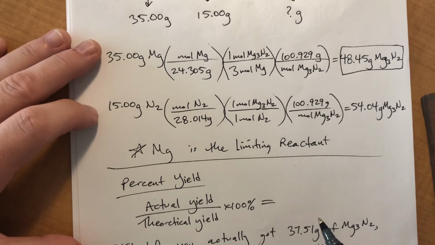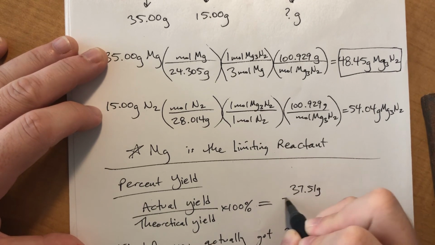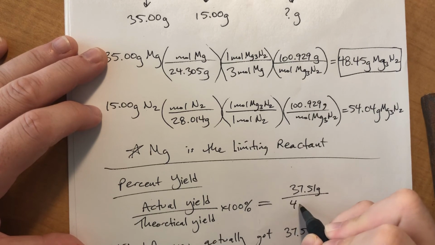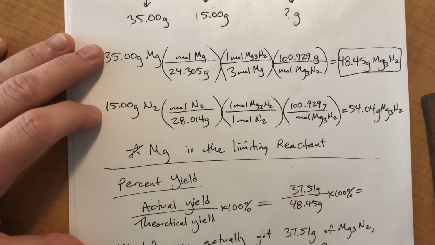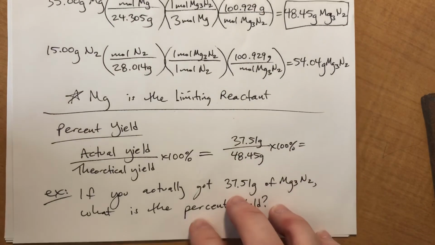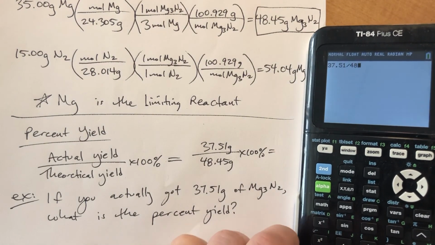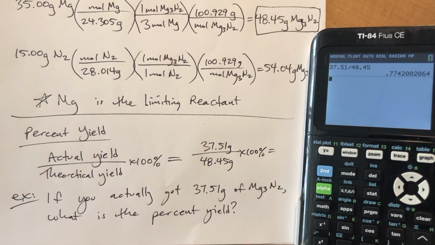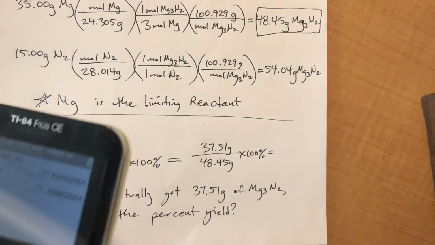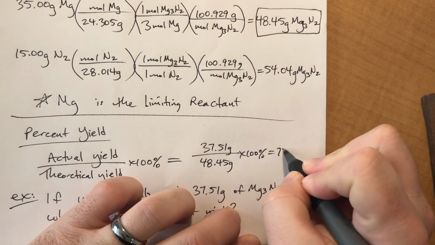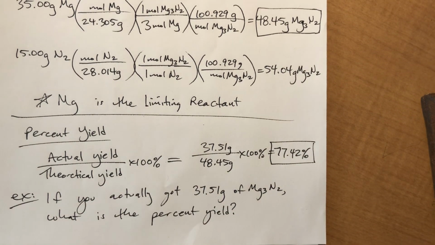Well, really all you're going to do is, I'm just going to plug the numbers in up here. You're going to take 37.51 because that's what you did get, divided by what you could have gotten, times 100%. Okay, and I just made these numbers up, so I don't know what the answer is. So 37.51 divided by 48.45 times 100. 4 sig figs on both of those, so 77.42% of what was possible. Okay. Percent yields.